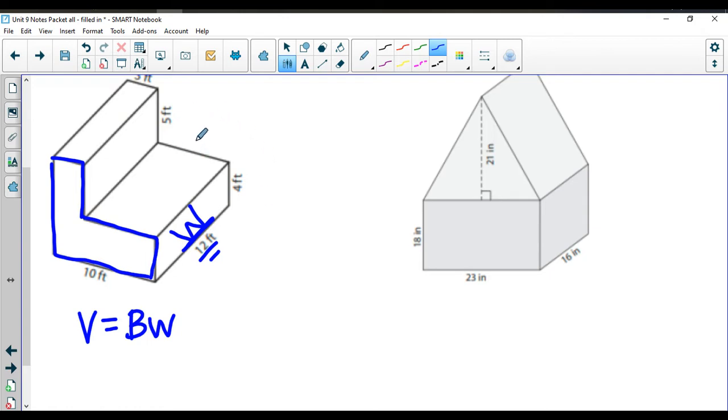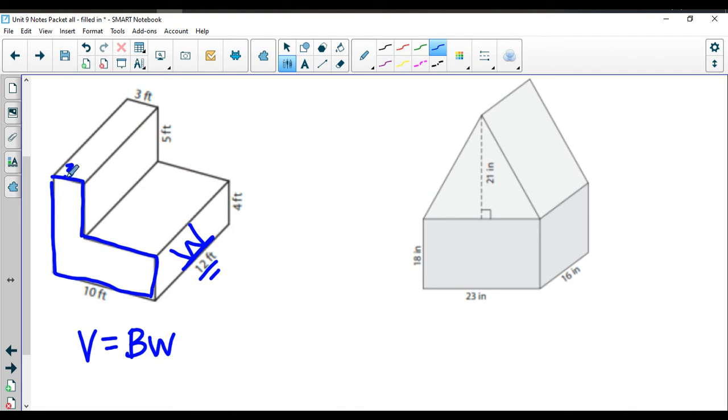My next task is to figure out the B value. I can see on the top here, this is 3 and this side is 5. So I'm going to actually cut this L right across here. And 3 times 5 is going to give me 15. So I'm going to be a little bit more lenient in this unit with actually coming up with the base area right here, just because there's a lot of steps involved.